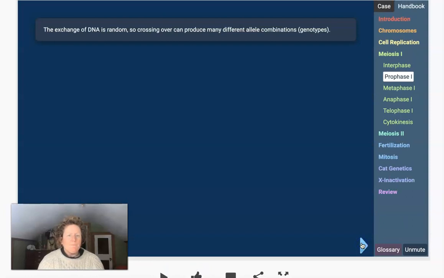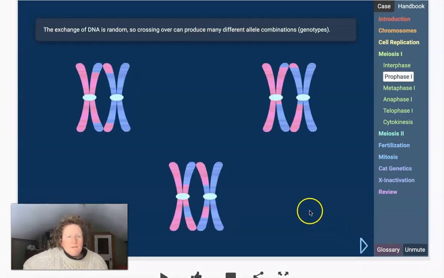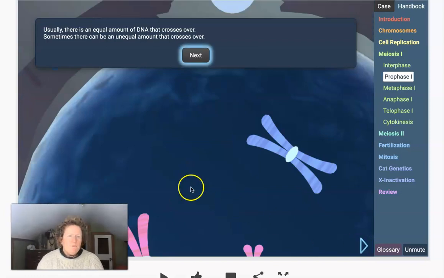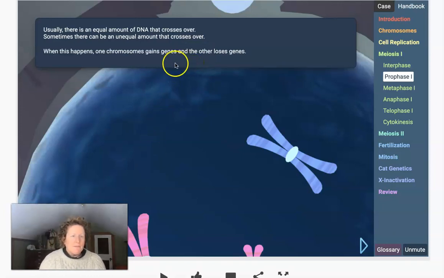This exchange of DNA is random, and crossing over can produce many different allele combinations. So every egg or every sperm is going to be completely unique. That's pretty cool. Usually there's an equal amount of DNA that crosses over. Sometimes there's an unequal amount, and that's where we start to see problems.